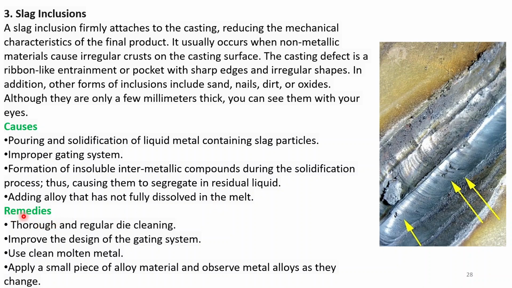And now this can be prevented by using thorough and regular die cleaning. Improve the design of the gating system and use clean molten metal. And we can also apply a small piece of alloy material and observe the metal alloy as it changes. So for understanding whether it will form intermetallics or not, you can use a small piece of alloy material and firstly observe whether it will form the metal alloy as it changes.